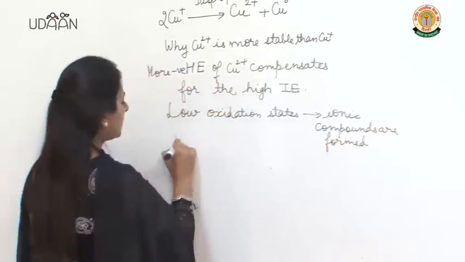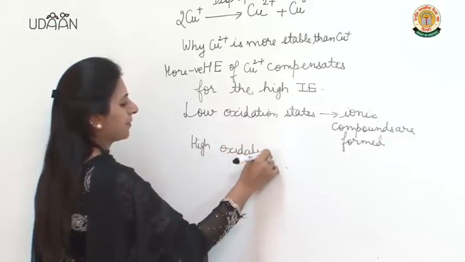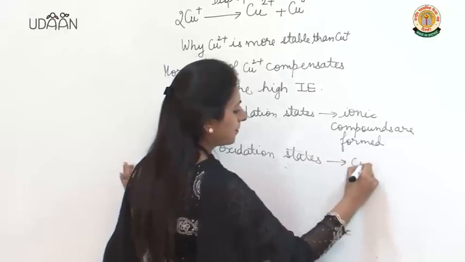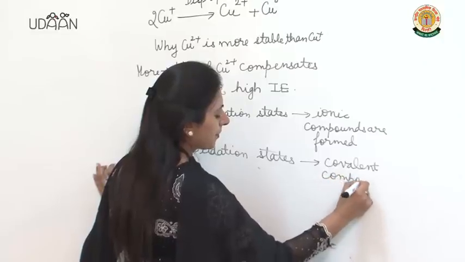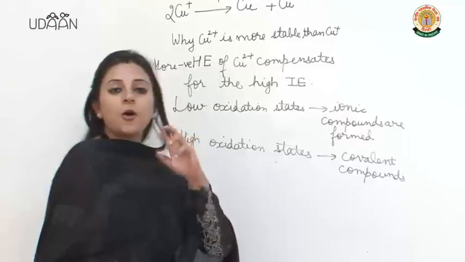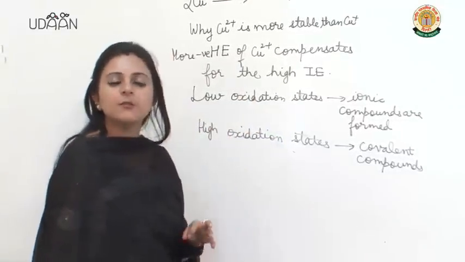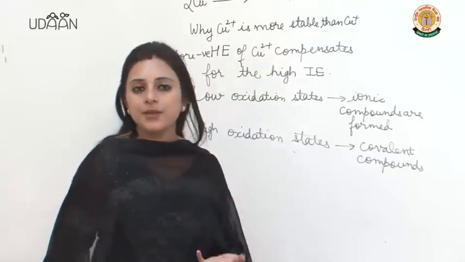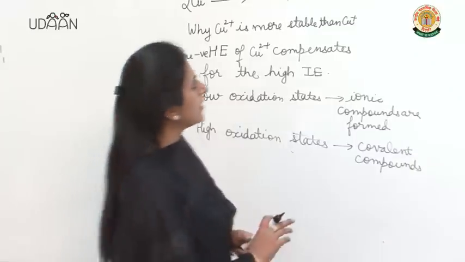Whereas in high oxidation states, covalent compounds are formed. Now what is the reason that the oxides of transition elements in low oxidation states are basic, but in high oxidation states they are acidic? Now what is the reason?